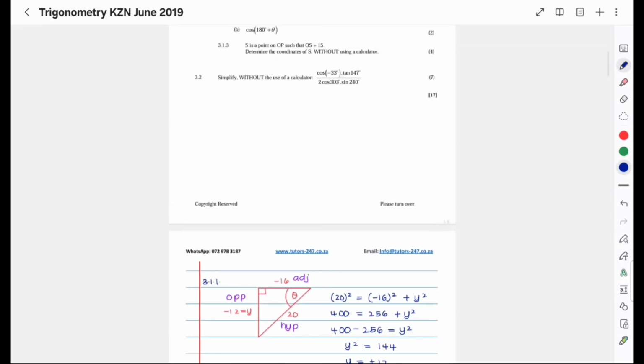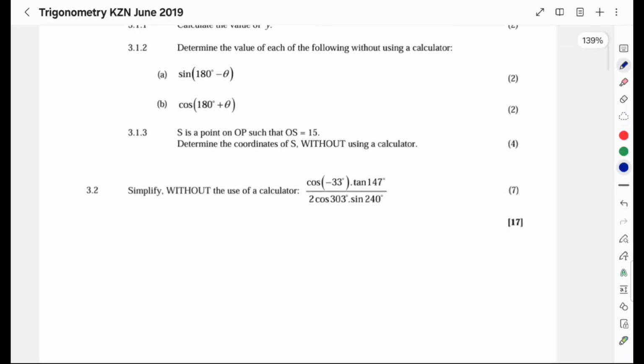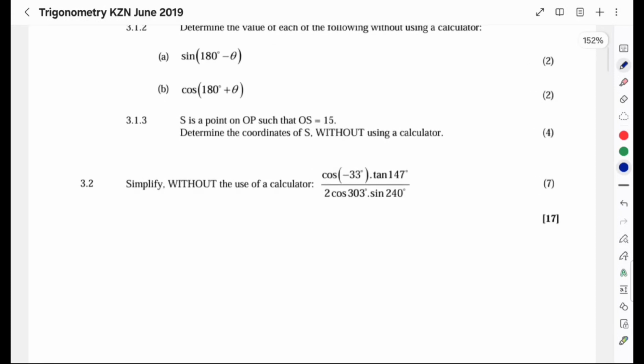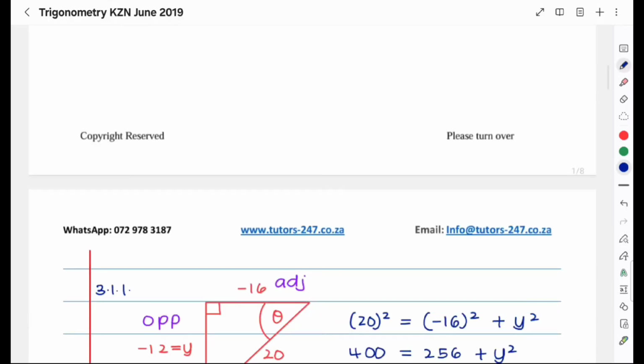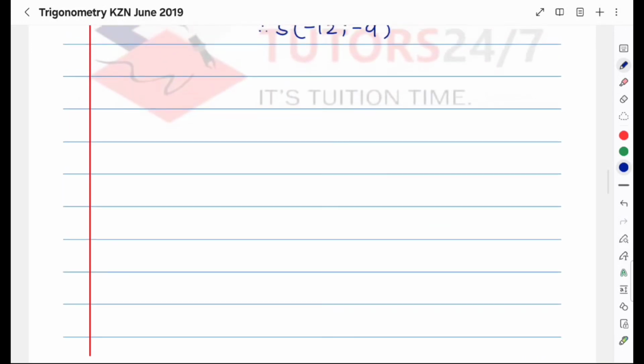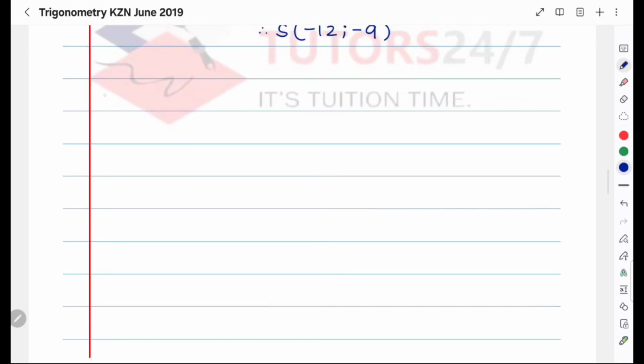Now, let us have a look at the last question under question 3. Simplify without the use of a calculator. We've got cos of negative 33 times tan of 147 all over 2 cos of 303 times sine of 240. So this is question 3.2. Let us get started.